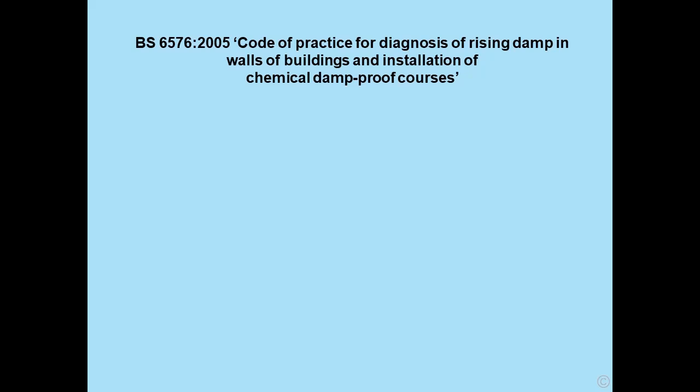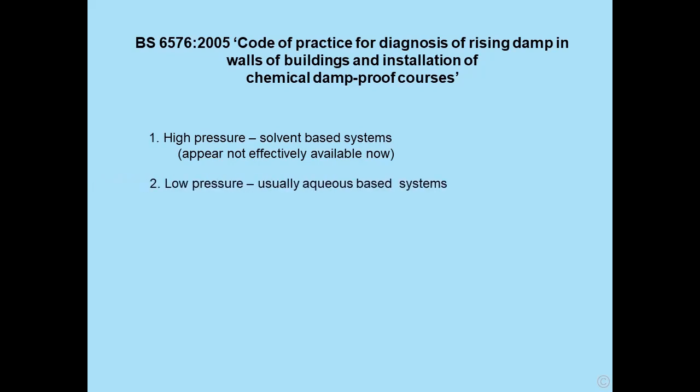There is a British standard relating to chemical damp-proof courses, and that is 6576, Code of Practice for Diagnosis of Rising Damp in Walls in Buildings and Installation of Chemical Damp-Proof Courses. It describes 4 systems. High pressure, these are based on solvent systems. You don't think you really come across them much nowadays. Most of the stuff now is either low pressure, usually water-based systems.